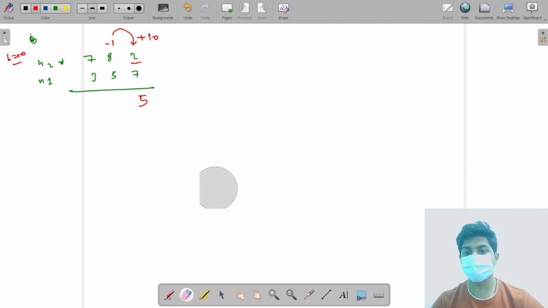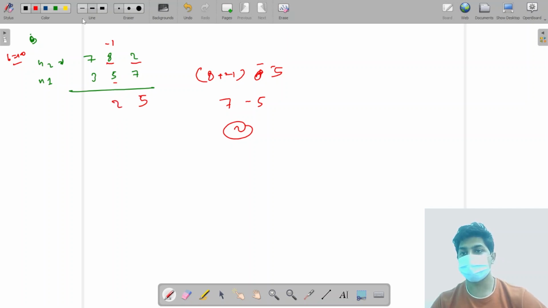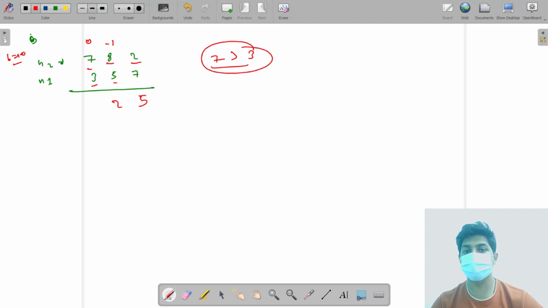Now let's move on to the next element. This time we have to perform 8 plus minus 1, minus 5. 8 plus minus 1 is 7, minus 5. 7 is greater than 5, so we can perform the subtraction, and the result will be 2 over here. The carry will be 0, since we have not made any carry. Now for the next elements, 7 and 3, 7 is greater than 3, so we can perform the subtraction. 7 minus 3 is simply 5. So our answer will be 525 for this case.